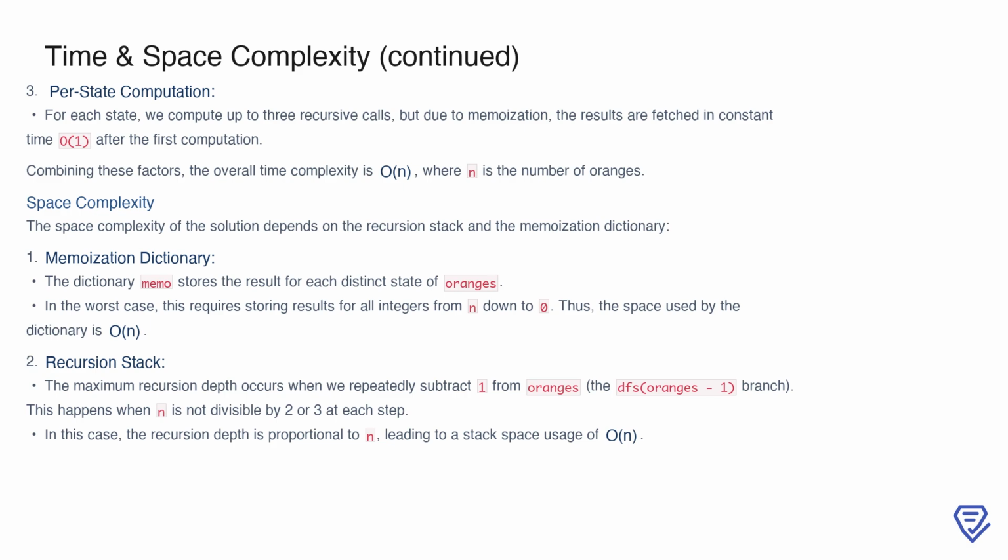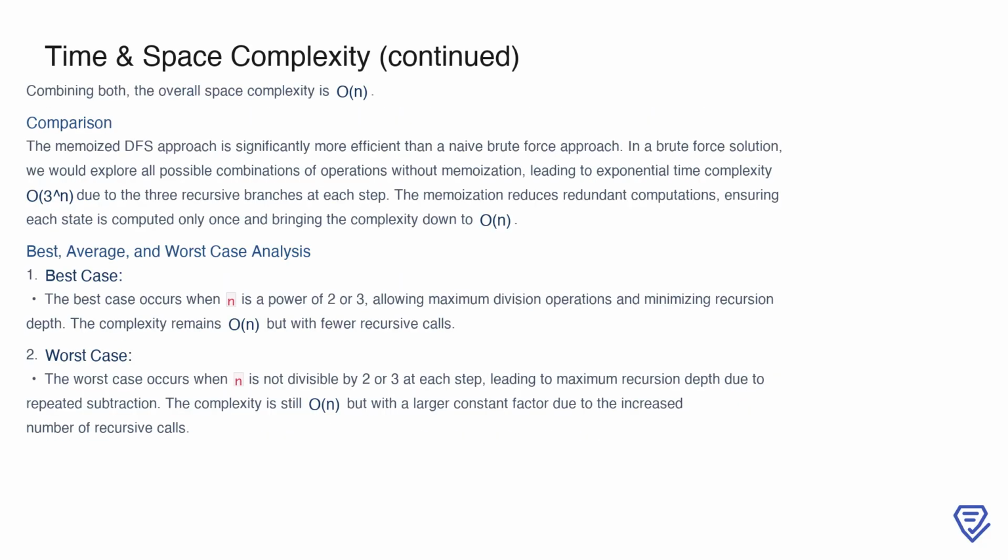Now, turning to the space complexity, we need to account for 2 factors: the memoization dictionary and the recursion stack. The memoization dictionary stores the computed results for each distinct state, which in the worst case requires space for all integers between n and 0. This results in a space usage of O(n). The recursion stack contributes additional space usage. If we repeatedly subtract 1 from oranges, the recursion depth can grow linearly with n. In such cases, the stack space usage is also O(n). Combining the 2 factors, the memoization dictionary and the recursion stack, the overall space complexity of the solution is O(n).